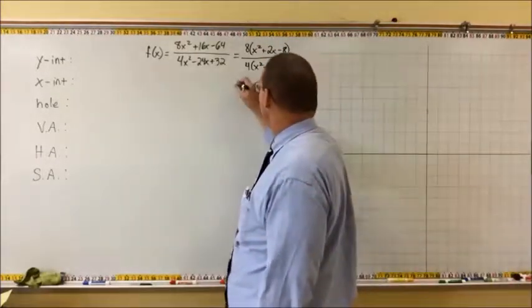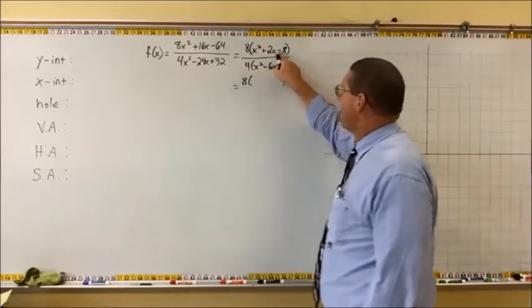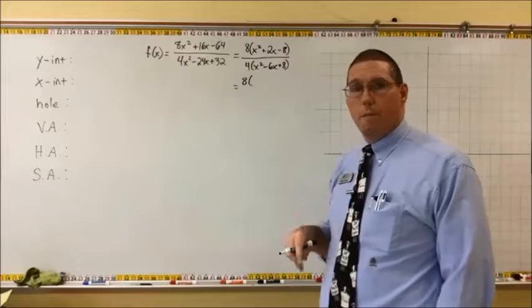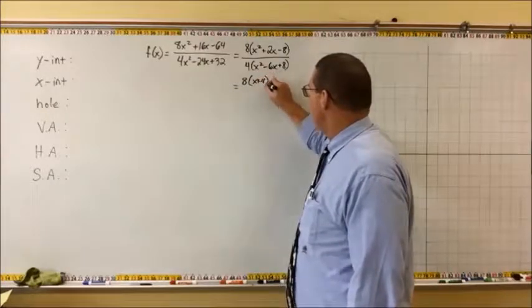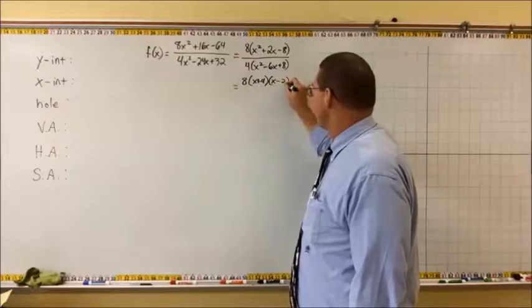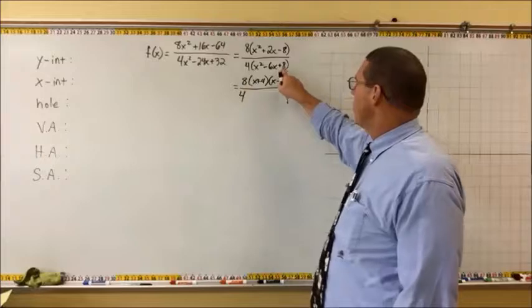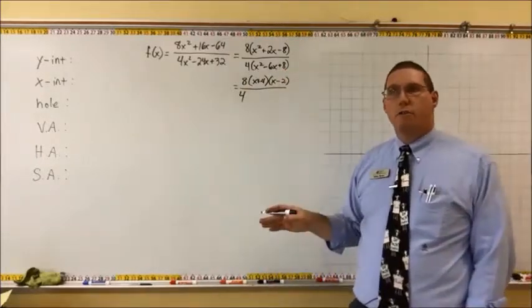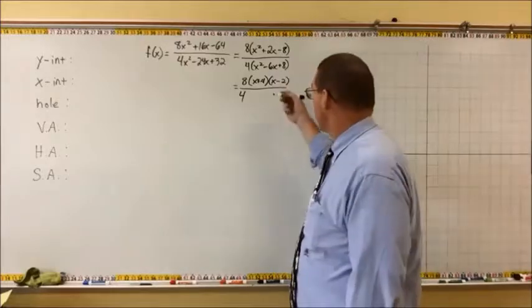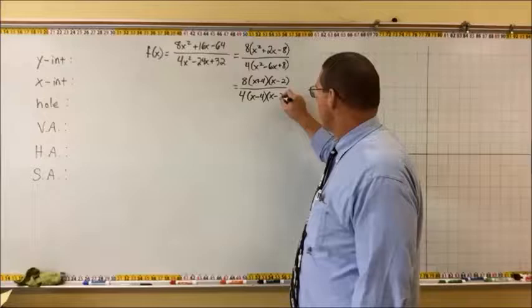So this is going to become 8 times, two numbers that multiply to negative 8 but add up to positive 2 are positive 4 and negative 2. So I got an x plus 4 and an x minus 2. Over, I've got this 4 here. Two numbers that multiply to 8 but add up to negative 6 are negative 2 and negative 4. So I've got an x minus 4 and an x minus 2.